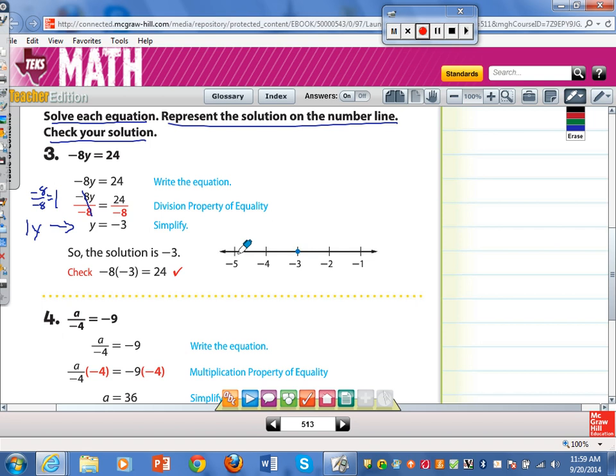Now to check it, once again, you would take your solution and substitute it back in for the variable in the original equation. In this case, they already did it for you. But let me go ahead and simplify it a little bit for you. This is -8 times y equals 24. So what they did is they just substituted the -3 in for the y. So -8 times -3, that in itself is positive 24, because a negative times a negative is a positive. And 24, we know that is equal to 24, which is a true statement. Okay, now let's do one more example.